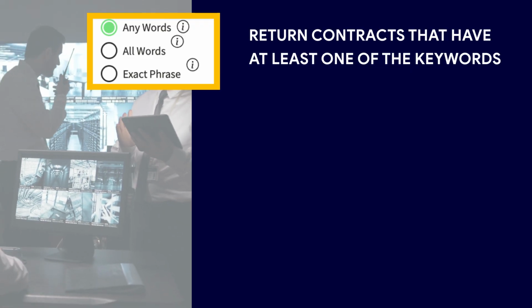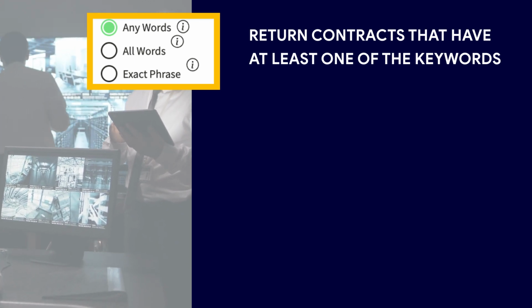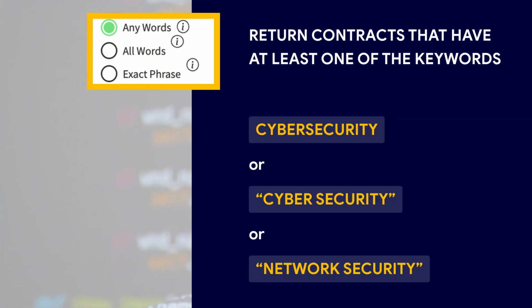Next, let's improve our search by telling SAM how to treat the keywords we entered. And we have 3 options. Any words, which will return any contract that has at least one of our keywords in it. So in our example, SAM would return a contract if cybersecurity or cyberspace security or network security appears in it.